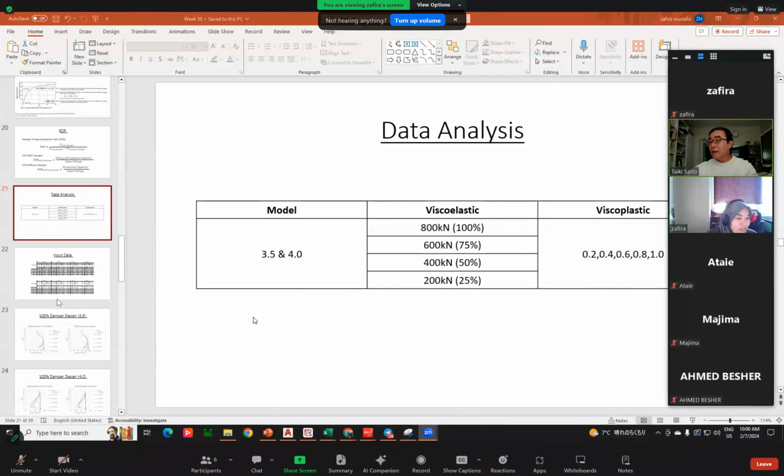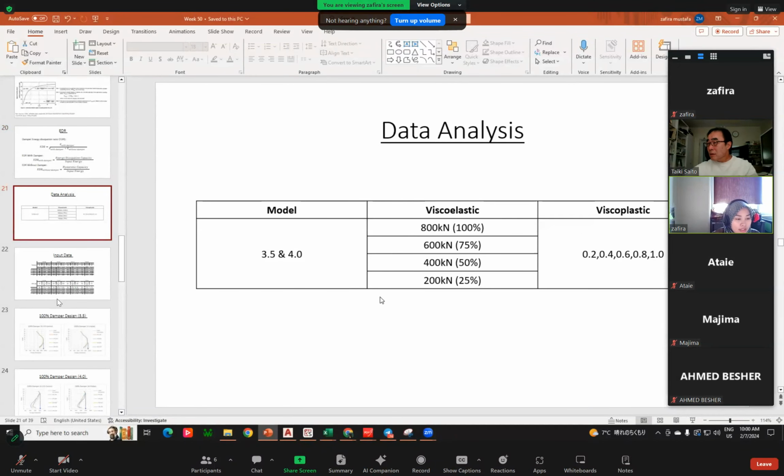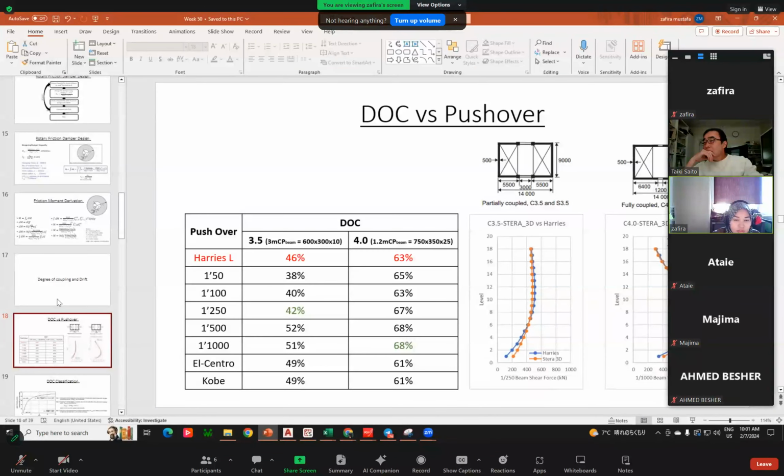Okay, yeah. So last week we were discussing energy dissipation, and this week I tried to rerun the analysis after I changed the structure rigidity, and we try to use viscoelastic and viscoplastic to compare. Based on the Harris 4.0 model, the maximum shear is 800 in the coupling beam. Meanwhile, the longer beams have smaller shear force.